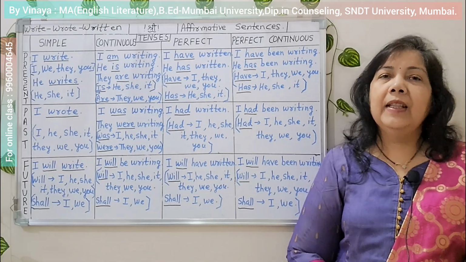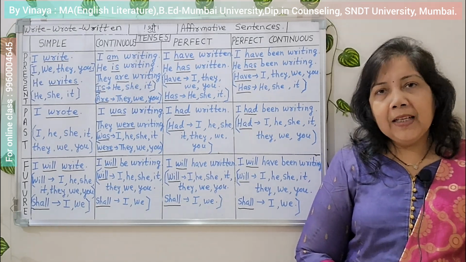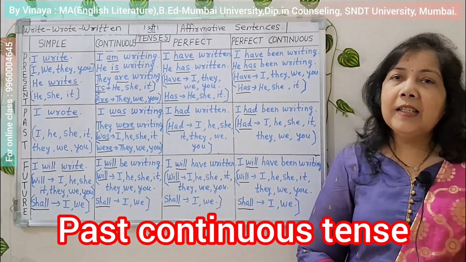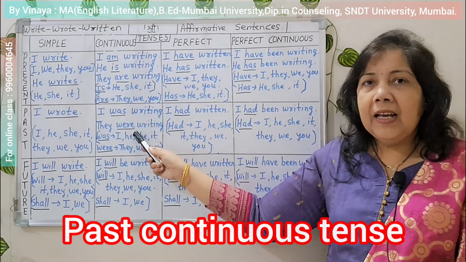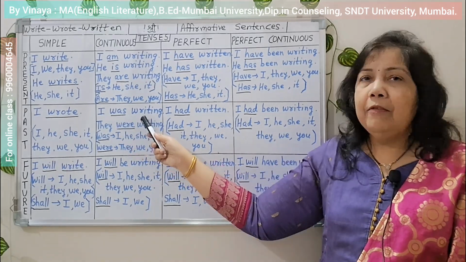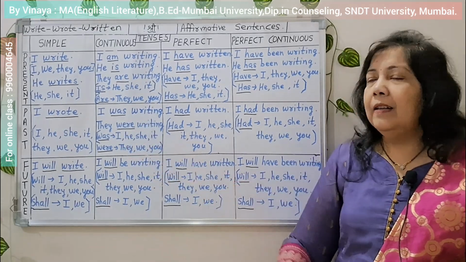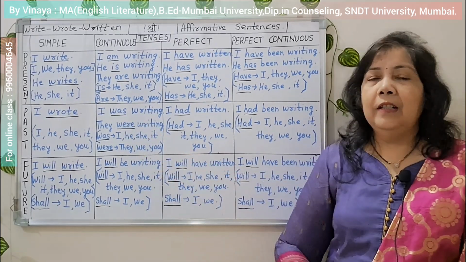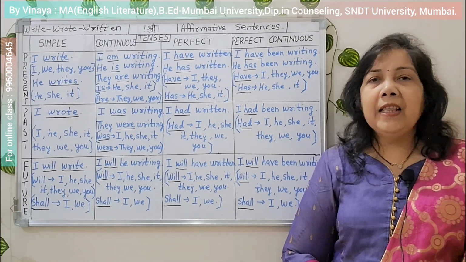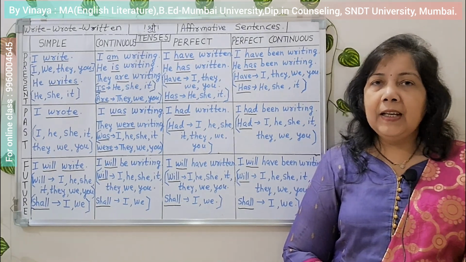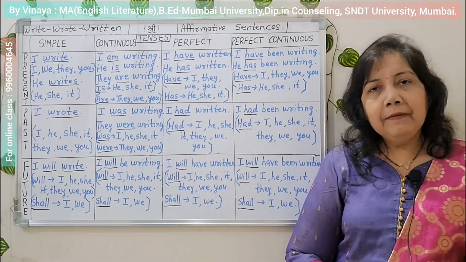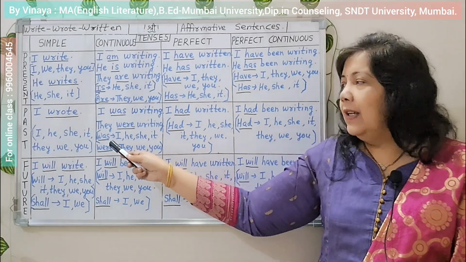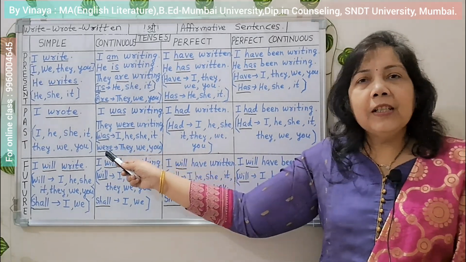I wrote. Let us move to the second tense of past. The name is past continuous tense. The examples are: I was writing, they were writing. Now again it is was or were. When to use was: when the subject is singular, then was. When the subject is plural, then were. So for I, he, she and it we use was. For they, we and you we use were.